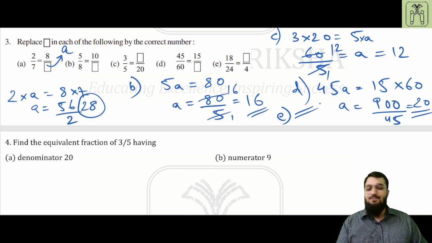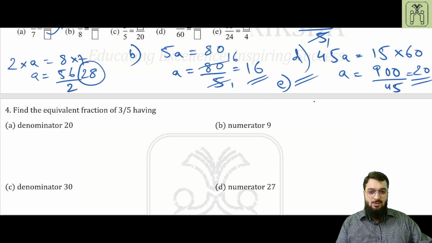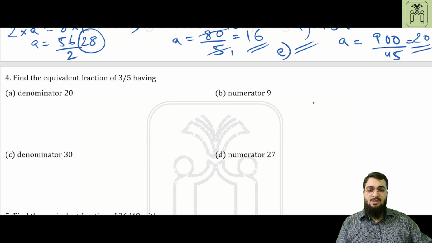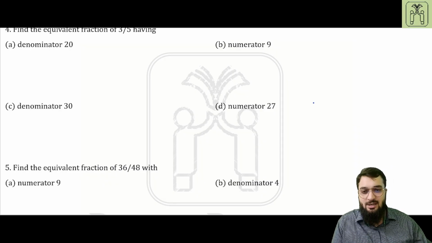The concept which I am trying to tell you about cross multiplication, I'll give you one example in which everything will be there, and you just have to write that example down in your notebook so that you have the concept in your hands.